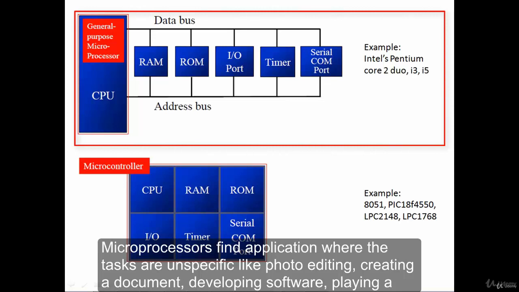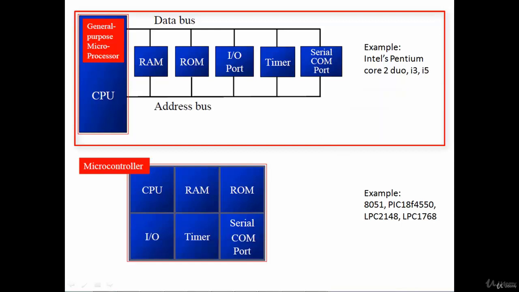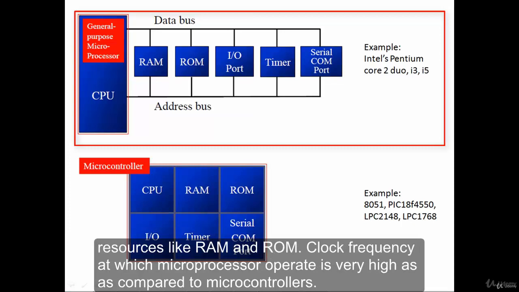Microprocessors find application where the tasks are unspecific like photo editing, creating document, developing software, playing game. In such cases, the relation between input and the output is not defined and they require large amount of resources like RAM, ROM.